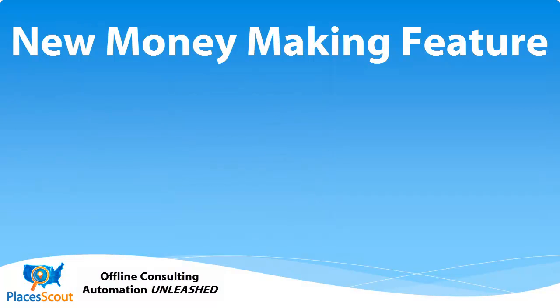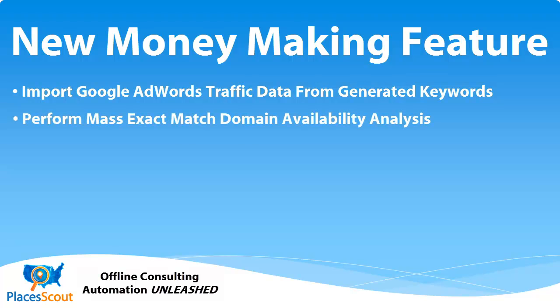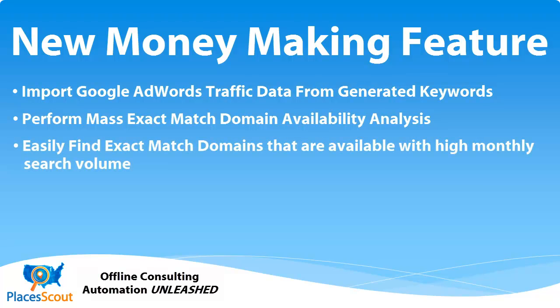Basically what I've done is I've added a feature that allows you to import Google AdWords traffic data into the keyword generator and then perform mass domain availability analysis on the generated keywords, so you can easily find exact match domains that are available for all the generated keywords that also have a high volume of traffic.